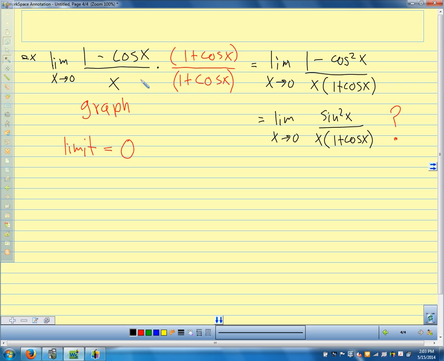All right, questions there? It was nice that we remembered this technique, and we also remembered that 1 minus cosine squared x is sine squared x. That made me feel good.